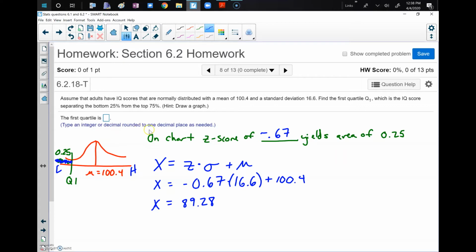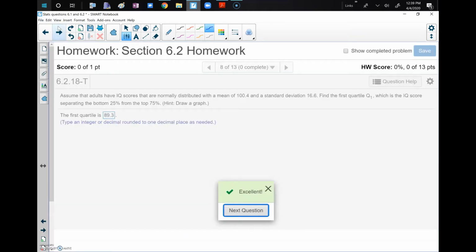98.28. And then another thing to be mindful of here is how they want you to round your answer. So always look at the end of your box, there should be something in parentheses that tells you what to round to. So it says type an integer or decimal rounded to 1 decimal place. So if I round this to 1 decimal place, it should be 98.3. And we can see that that was the correct answer.